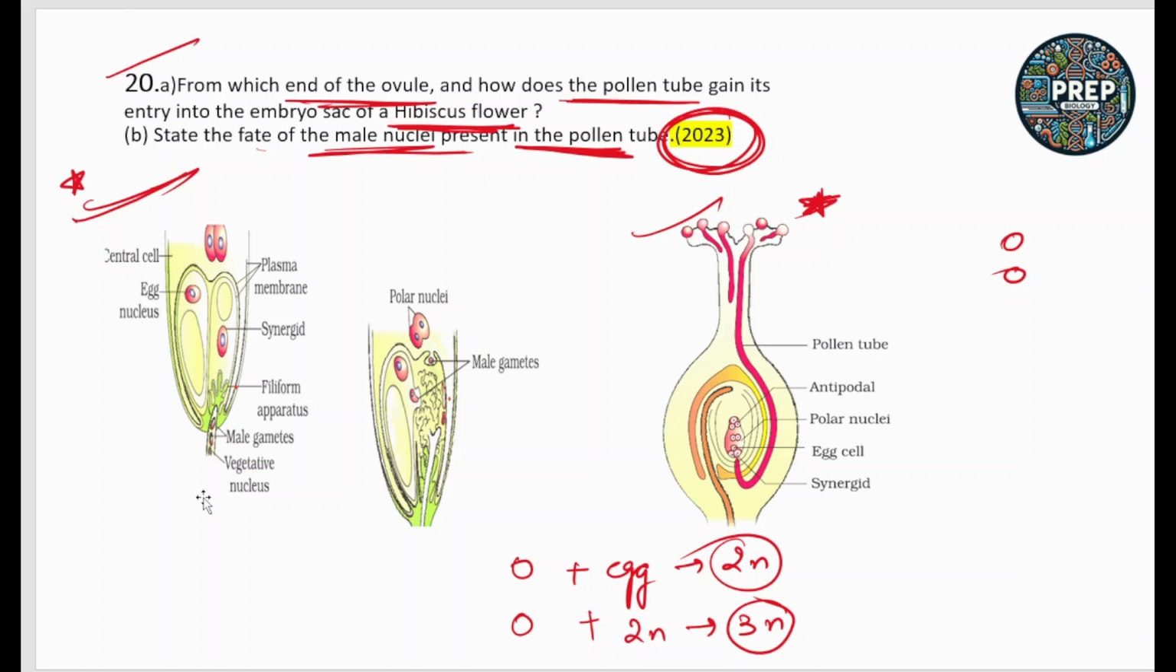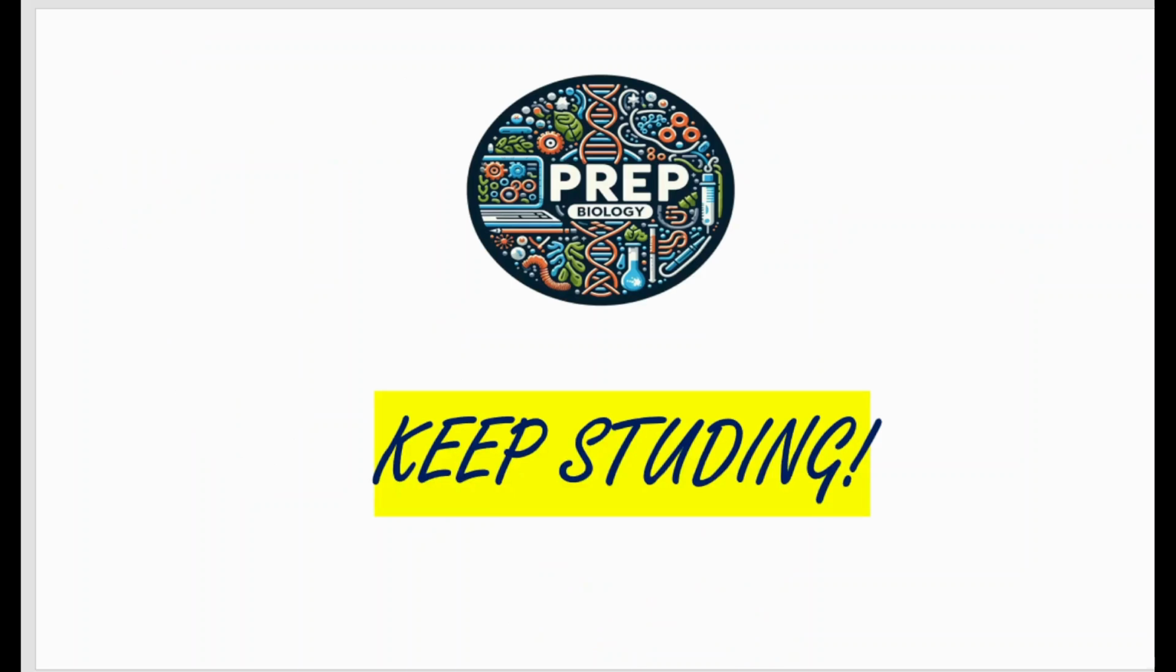Okay, so by this lecture you all have the idea that the diagrams of this chapter are very important. The diagrams, their labelings, differences, some concept based questions, outbreeding devices, artificial hybridization, all these topics are repeatedly asked, and diagrams are also very important.